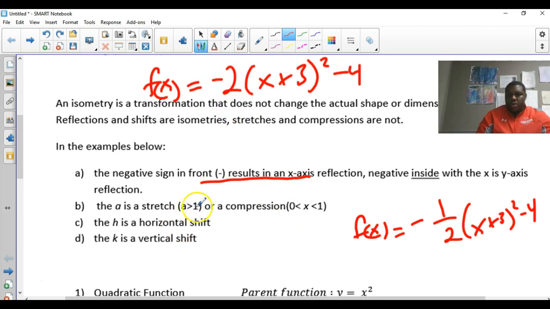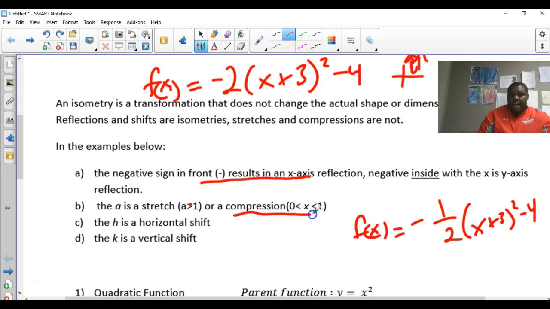This 2 is greater than 1. It's a positive 2. A is always positive. That's greater than 1, so we're going to have a stretch. Where your original graph would be like this, it just stretches longer. It gets longer. So there's your vertical stretch. Horizontal compression, this thing's going to get fatter.